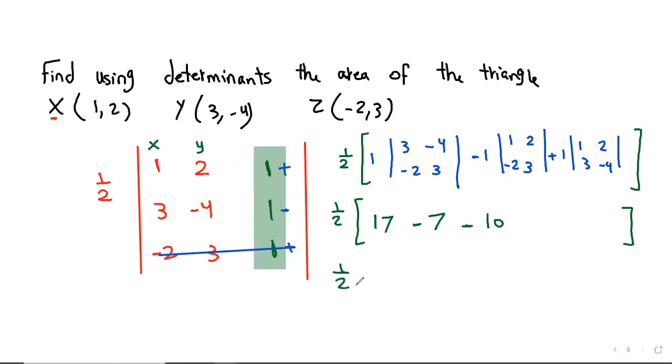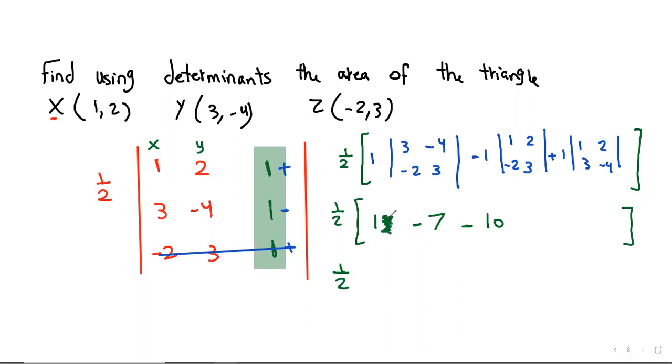Then it's half, 17 minus 7, 10, and 10 minus 10 equals... I think I made a mistake. Here it's 9, 9, and here it's minus 8. So here it's 1.